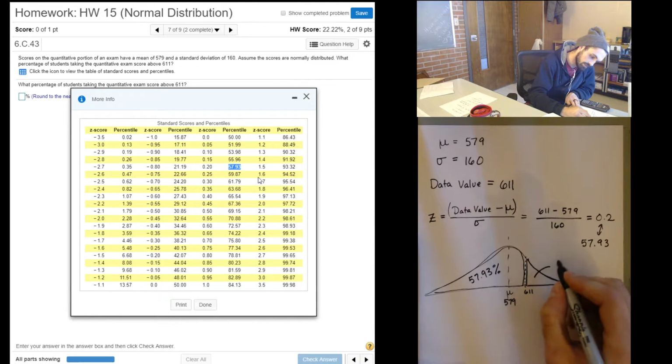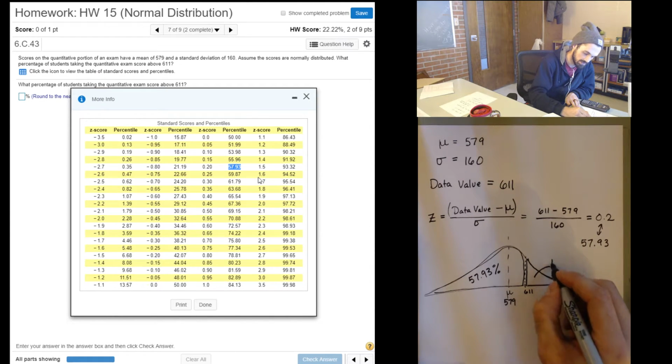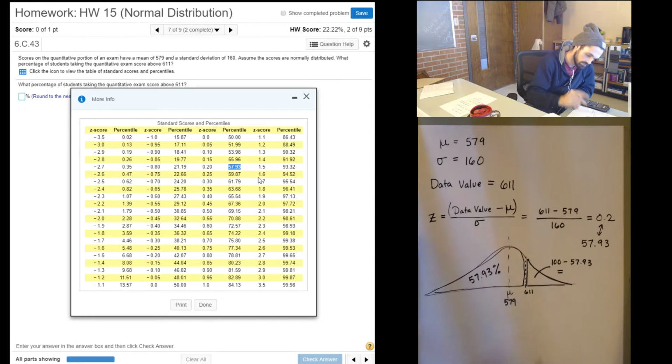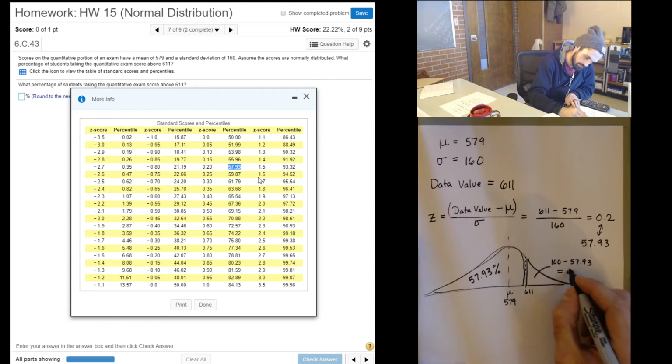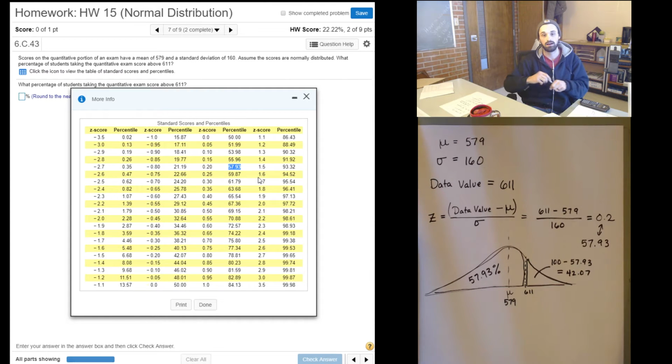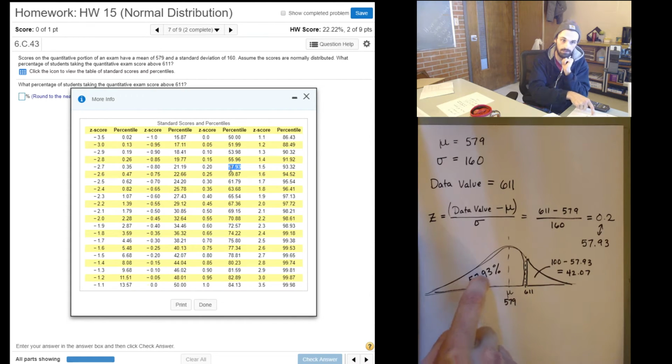And this much of your curve would be to the right, which is 100% minus the 57.93. 100 minus 57.93, 42.07. So why bring that up? Well, recognize this percentile that's listed on the chart is always the percent of your bell curve that sits to the left, forever and always.